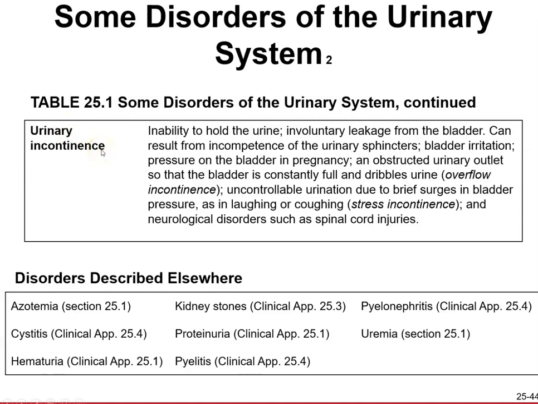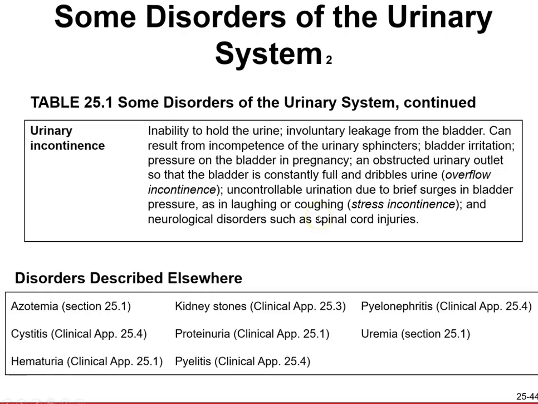This might occur as you get older. Involuntary leakage from the bladder. Ladies, sometimes if you go on a jog or a run, you might get this, so work on those Kegels. During pregnancy, this can happen as well, because the little critter is pushing his foot onto the bladder. It can result from incontinence of urinary sphincters, bladder irritation, pressure on the bladder during pregnancy, obstructed urinary outlet, so it's constantly full and dribbles. Uncontrollable urination due to brief surges in bladder pressure, coughing or sneezing, that's called stress incontinence. Okay. All right. Whoa, that was a lot.